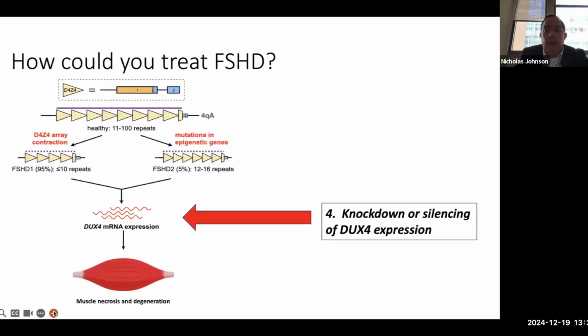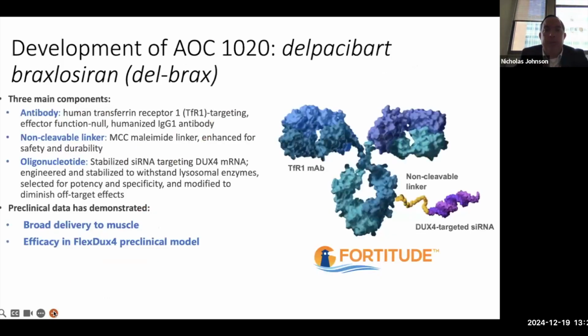Okay, so this is actually the meat of the talk. We've got a number of programs here. Don't want DUX4, don't need it. Let's talk about how people are treating this. Well, the program that's definitely the furthest along is the Avidity program here, AOC 1020, or delpacibart braxlosiran. I can't say the full generic name.